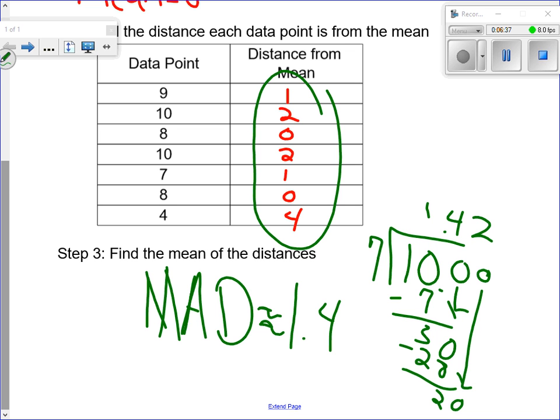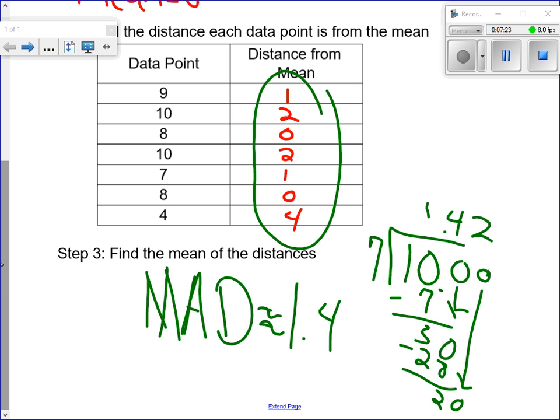So to do this, it's 3 simple steps. It's nothing new. You found the mean before, right? So step number 1, you find the mean of the data. Step number 2, you figure out how far each one of those data points is away from the mean. And then you find the mean of that number. And then you've got your mean absolute deviation. Can you see how it measures how consistent things are?